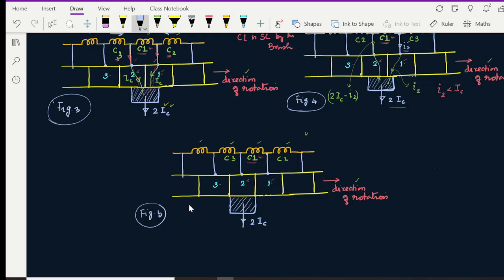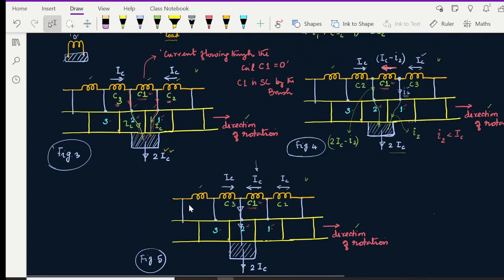Now the current in coil 1 would have come to IC in this direction. So this is still IC and C3 is still IC. Then if you look at the sum of the current, it is IC plus IC, which is 2IC now. So figure number 5 basically shows that the current direction in coil 1 is completely opposite and equal with respect to figure number 1.